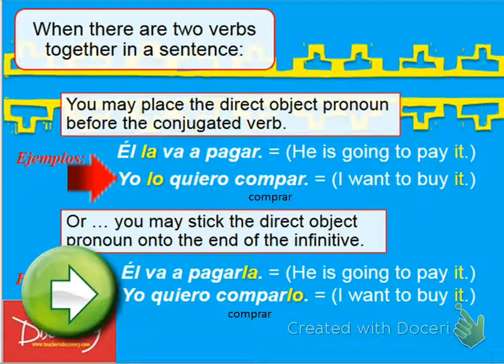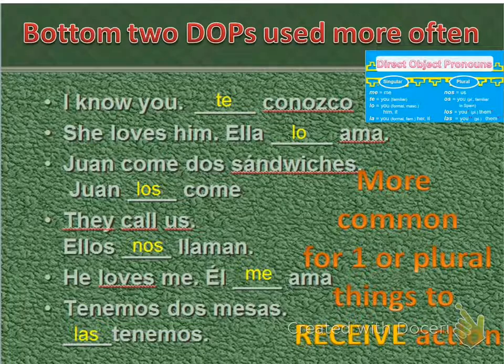Same that we do with reflexive pronouns. Placement is the same. If you have one verb, you put it before the verb. If you have two verbs, you attach it to the end of the second verb. Still don't conjugate that second verb. And now we're talking about direct object pronouns. Here's a couple of examples already done.